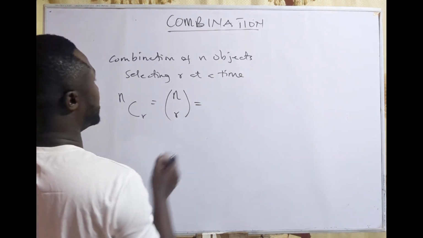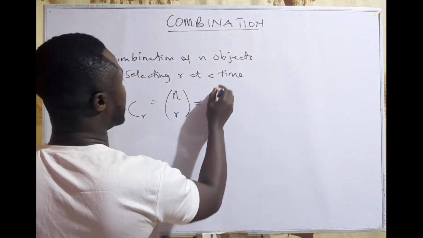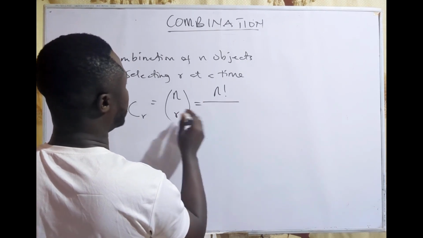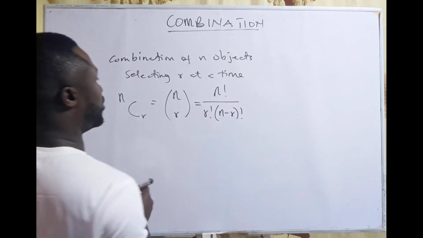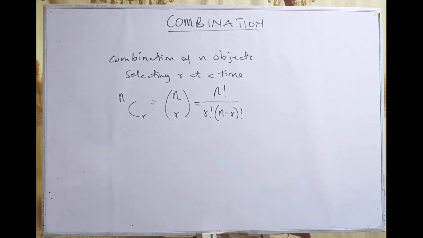And what is n combination R? That is n factorial over R factorial, and then n minus R all factorial. So this is how combination is.